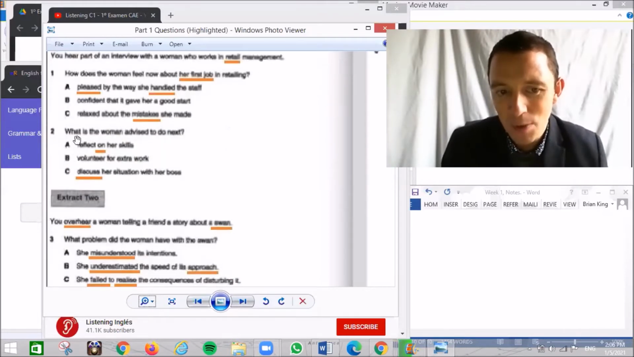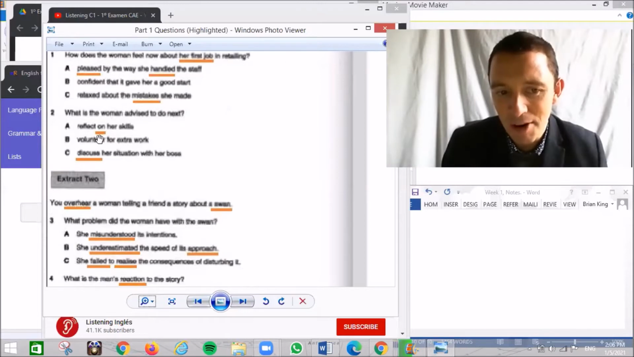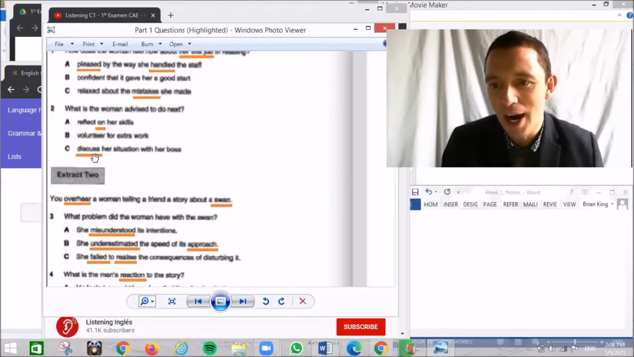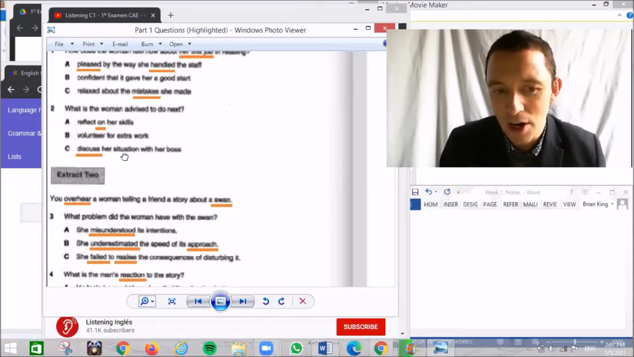Or 2, what is the woman advised to do next? Reflect on, that's the preposition, reflect on your decision, reflect on her skills or her talents, her abilities. Volunteer for extra work. Discuss her situation with her boss. And in English, discuss is just like charlar, to chat or to have a conversation. In Español, discutir is more aggressive and más fuerte, I think. But in English, it's just conversation.